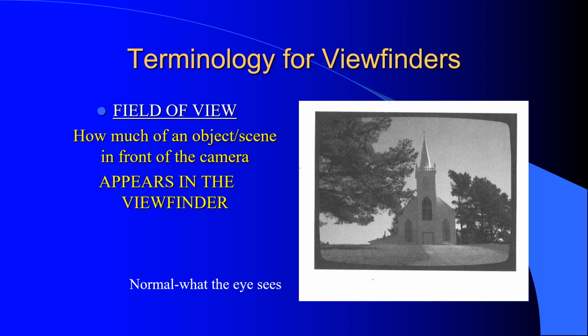Terms related to the viewfinder, one is field of view, and this is really how much of what is in front of the camera is in the viewfinder, actually in the frame. Again, going back to some terms we used with the lens, normal field of view is what your eyes see without any sort of aid from a lens or from a camera. Okay, so a normal field of view is basically what your eyes see generally.